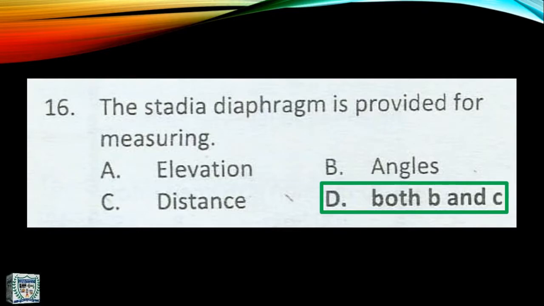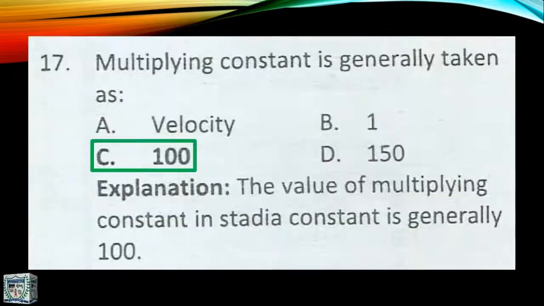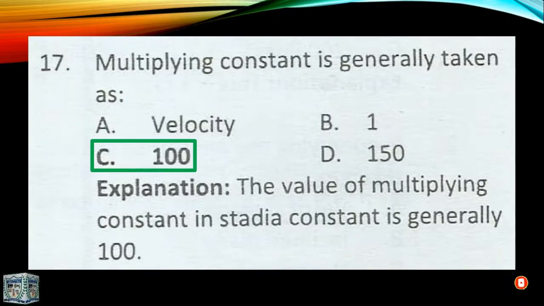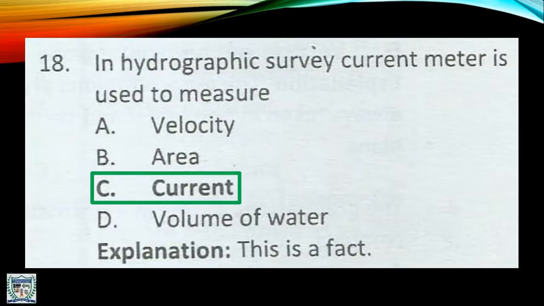Question 16. The stadia diaphragm is provided for measurement. Measuring to show option B, the angles, and option C, the distance. So both B and C, not A. Option D is the right answer. Question 17. Multiplying constant is generally taken as 100. Option C. The value of the multiplying constant in a stadia constant is generally 100. It's a fact.